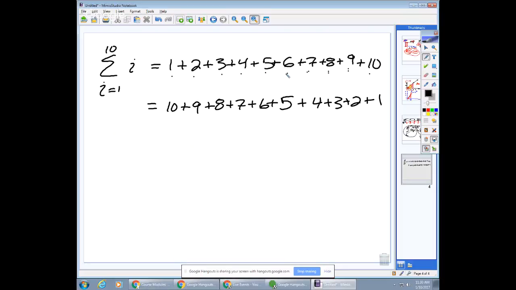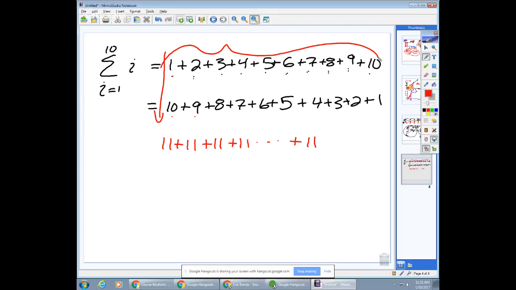Okay. Yep. I noticed another pattern after I wrote these backwards. Check this out. When I look down this way, what's 10 and 1? Well, it's 11. What's 9 and 2? That's 11. There's a whole bunch of 11s here. How many 11s do I have? I have 10 of them, right? There's 10 numbers here.